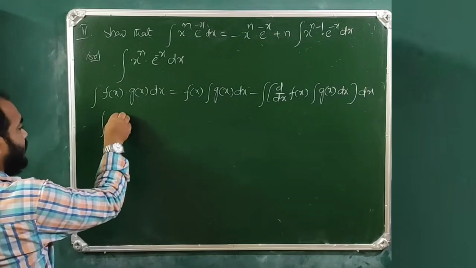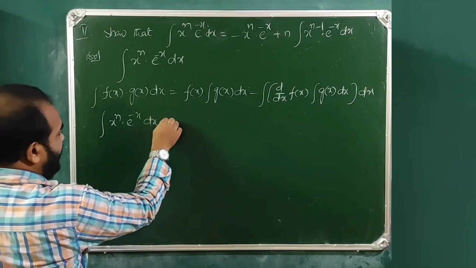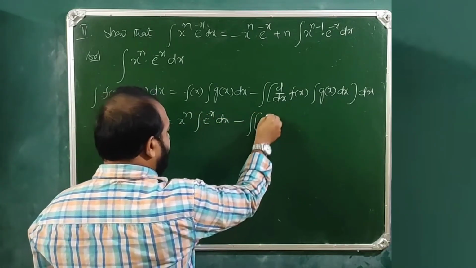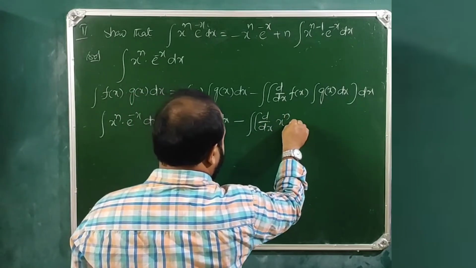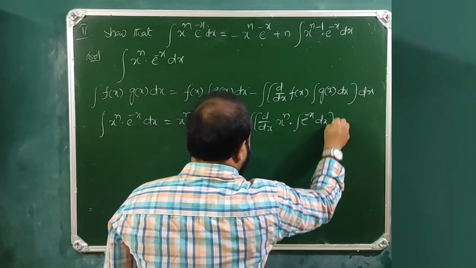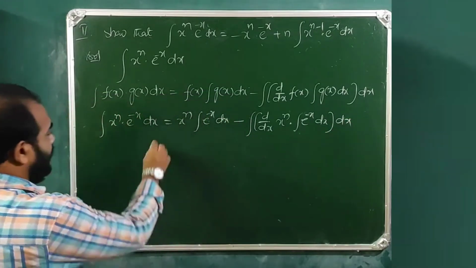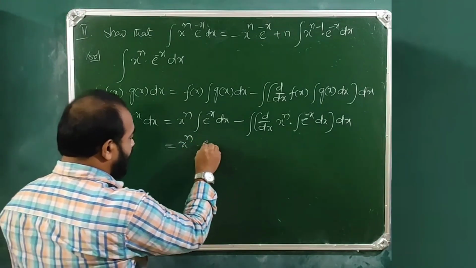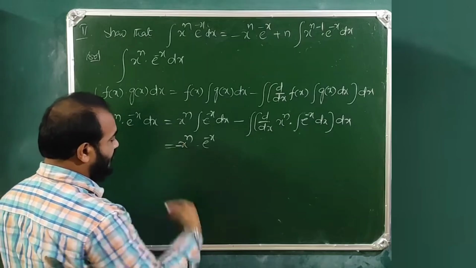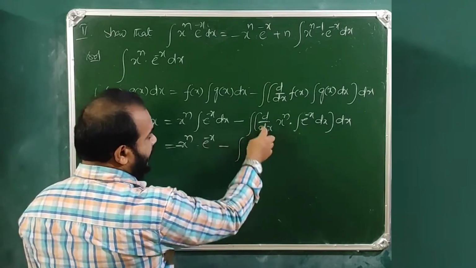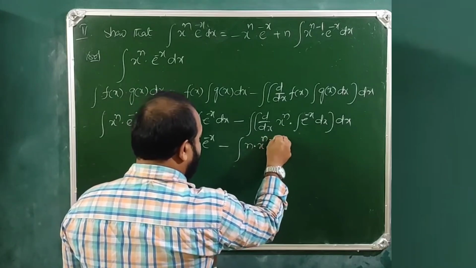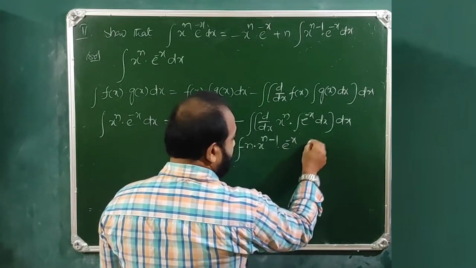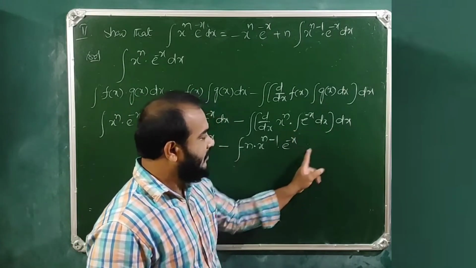So this is integral of x power n into e power minus x dx is equal to x power n into integral of e power minus x dx, minus integral of d by dx of x power n into integral of e power minus x dx, whole dx. So this is x power n. Integral of e power minus x is e power minus x by minus 1. So this is minus, d by dx of x power n is n into x power n minus 1, into e power minus x by minus 1, which is minus e power minus x.